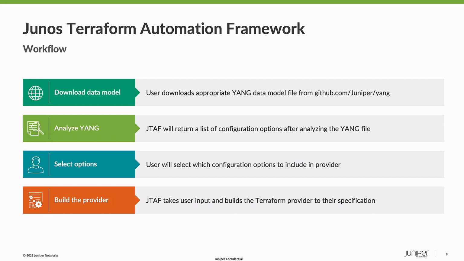Then JTAF will analyze that YANG data model and come out with all the various types of configuration elements that you can perform. It'll present you a list, and the last thing for you to take care of is just to select from that list. What are the things you would like to configure? Would you like to configure IKE gateway proposals? Would you like to configure interface descriptions? Whatever it is, you just select from that list, and JTAF will take your selections and compile the custom provider for you to insert within your Terraform playbooks.